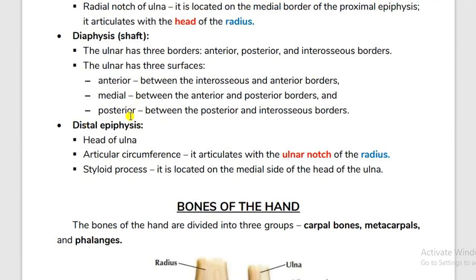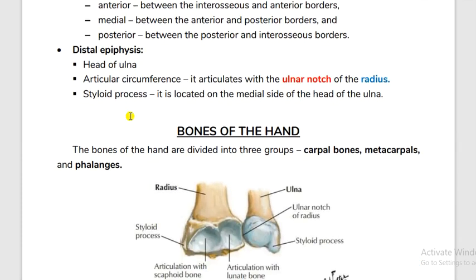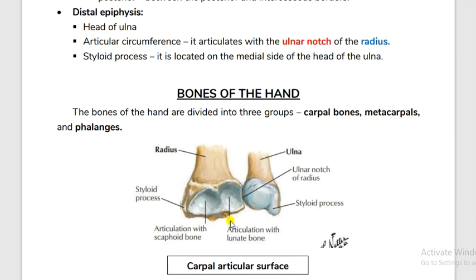Distal diaphysis. On the distal diaphysis, there is the head of the ulna. This is the head of the ulna, articular circumference. It articulates with the ulnar notch. This is the ulnar notch of the radial bone. This is the radial bone, so the ulnar notch of the radial bone. This is where the articular circumference of the ulna articulates.